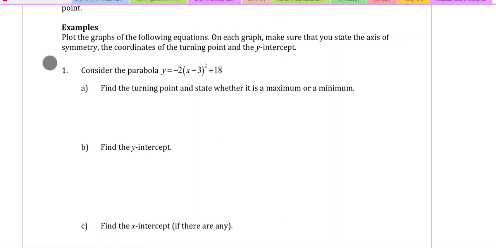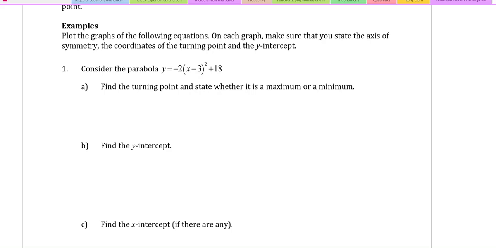Example number 1 says to plot the graphs of the following equations. On each graph, make sure that you state the axis of symmetry, the coordinates of the turning point, and the y-intercept. So our first parabola is already in the correct form, so I don't need to factorize anything. So because it's already factorized, I can read off the turning point. So from the bracket, I have x minus 3, so the x coordinate will be a positive 3, and the 18 on the end is the y coordinate of our turning point.